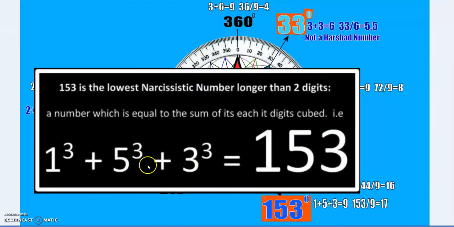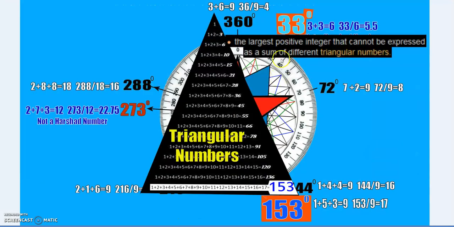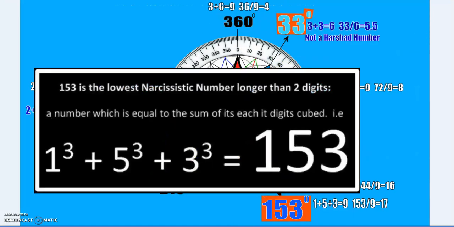Now, the lowest narcissistic number is 153. That's a number which is equal to the sum of its digits cubed. And now we get the third dimension in cubes. Now keep in mind the third power, the cubes. 1 cubed plus 5 cubed plus 3 cubed equals 153. It is the lowest narcissistic number. This is the largest number that cannot be expressed as a sum of different triangular numbers, which is 33, with 153 being triangular.